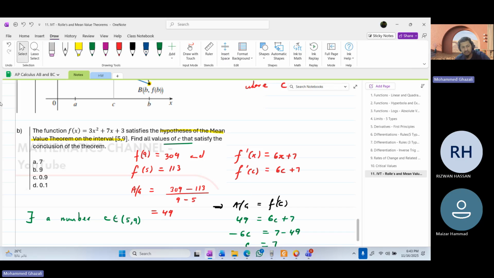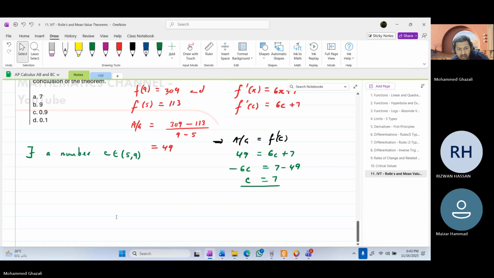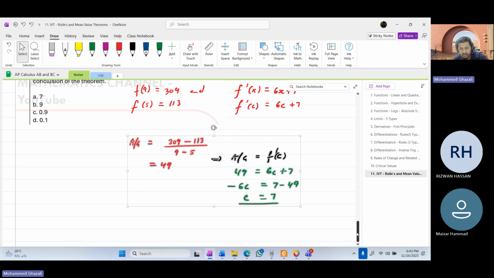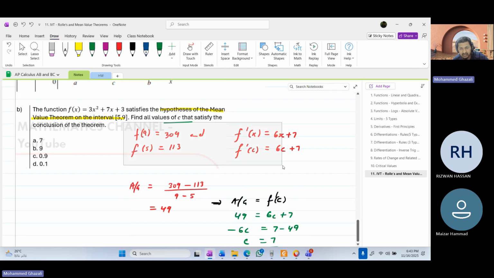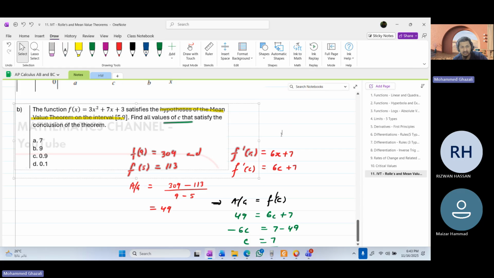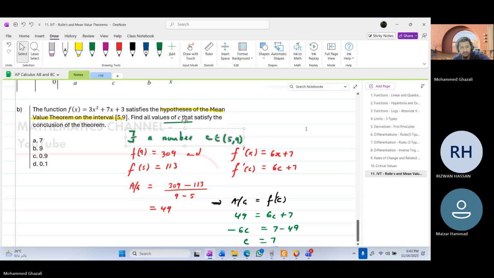Okay, let me draw the graph and show you. Let's draw the graph. We were supposed to state this first because they said that it satisfies the mean value theorem. So that statement should go first: there exists a number c in 5 and 9. Right, so I'm going to draw this graph here for you. 3x squared plus 7x plus 3 in Desmos.